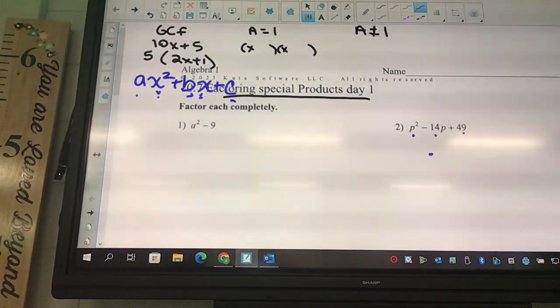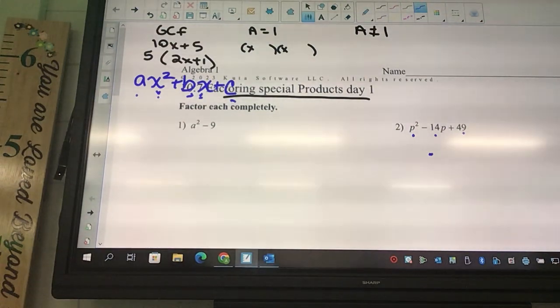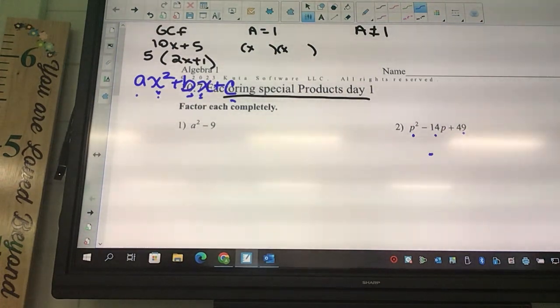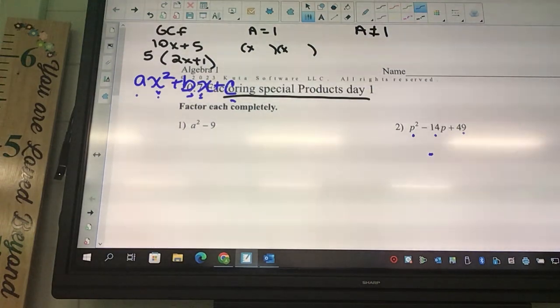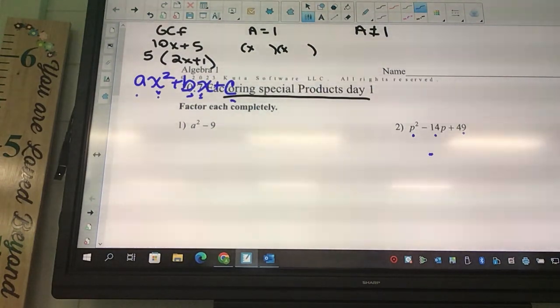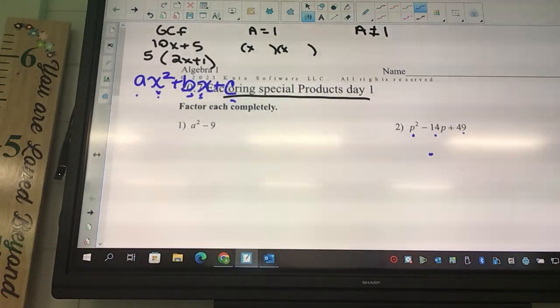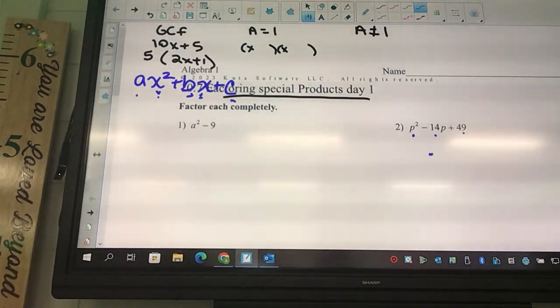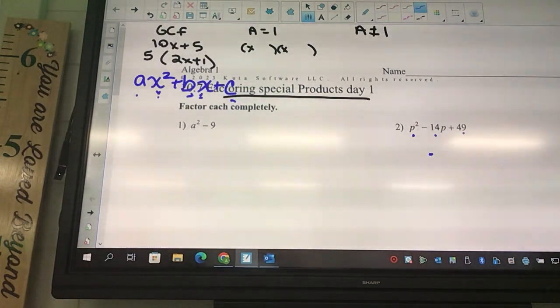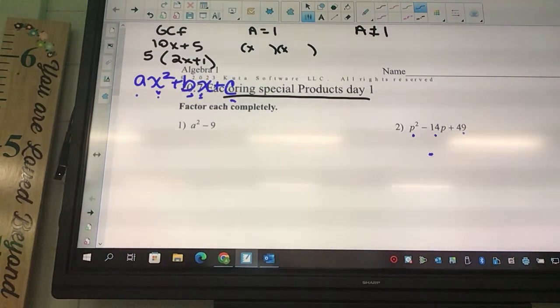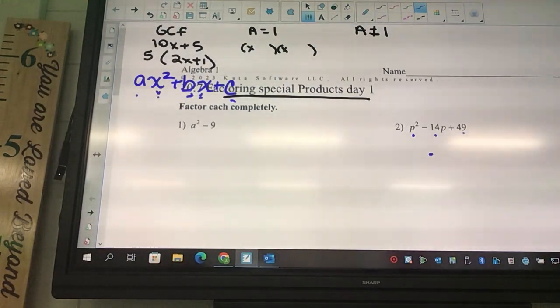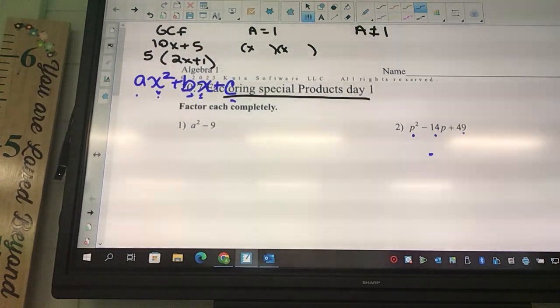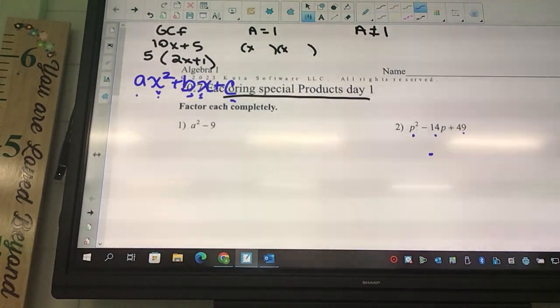Look at 1. What is my a? B? There is no b. If there is no b, how can you tell that there is no b? We're looking for one that has just an x, and there isn't one up there. So when there is no b, it's a 0. C, see how c is just a number? C is negative 9. Look at 6. What is a? B? It's 0. C, negative 16.